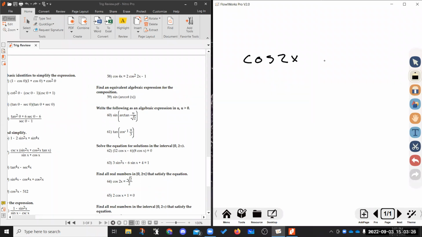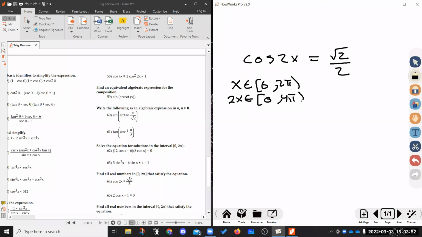Cosine of 2x is equal to root 2 over 2. All right, so I'm going to show you the way that I like to do this. If x has to be an element of 0 to 2 pi, then that means that 2x has to be an element of 0 to 4 pi. I'm just going to double my interval here to start off with. And I'm going to think of all of the answers between 0 and 4 pi that satisfy this.